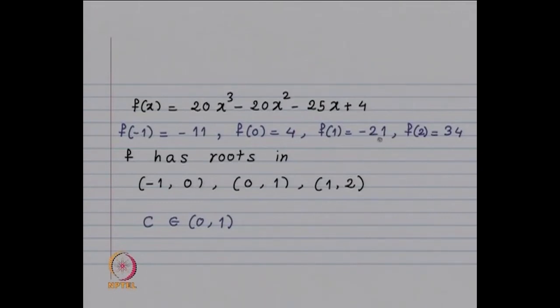f of 1 is going to be minus 21. So, in the interval 0 to 1 there is at least one root, and f of 1 is minus 21, f of 2 is 34. So f of 1 and f of 2 are of opposite signs, so there has to be at least one root in 1 to 2. Now, f can have at most three roots. So, in each interval there is going to be exactly one root, and we are concentrating on c, which belongs to 0 to 1, the smallest positive root of our function f.